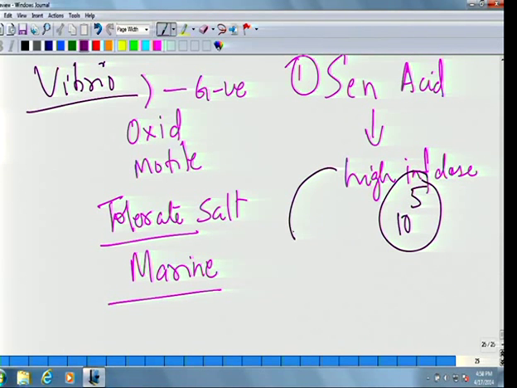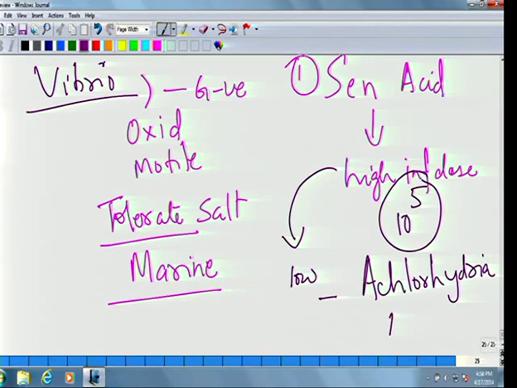When does this become low? In someone who is, yes, achlorhydria. Okay, or somebody who's taking antacids. So in such individuals, the infective dose can become lower; a smaller number of bacteria can cause infection. Okay, so these are the two concepts that they normally test.